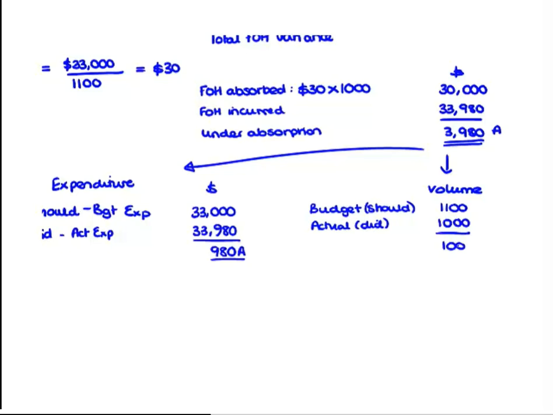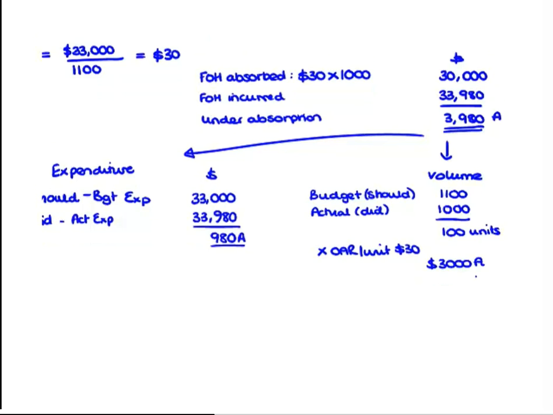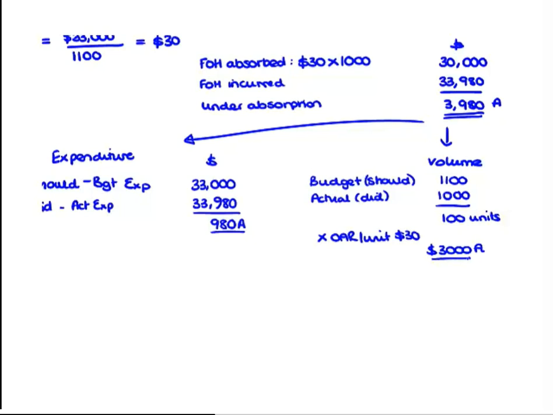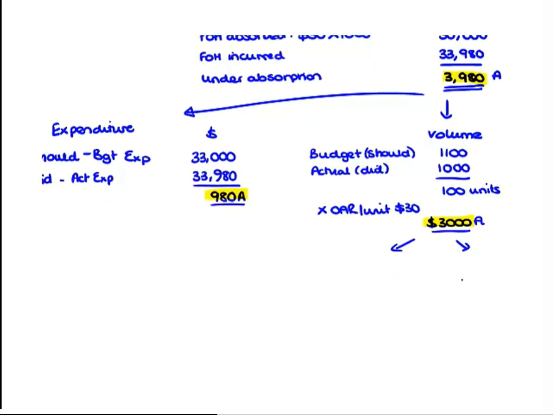So that's 100 units then that we haven't absorbed for $30 each. So we need to value that at the overhead absorption rate per unit, which was $30. So we've got a variance here then of 3,000 adverse because we've produced fewer units than we were expecting. And you can see that the volume variance plus the expenditure variance adds back to the total variance. The final step then here is to break down that volume variance into our efficiency and capacity.